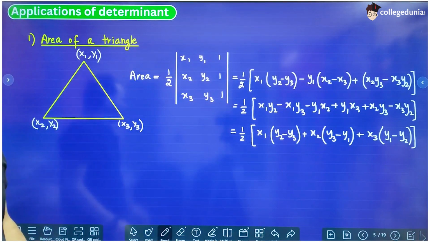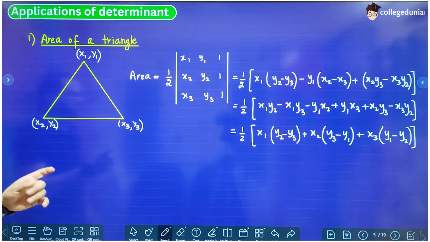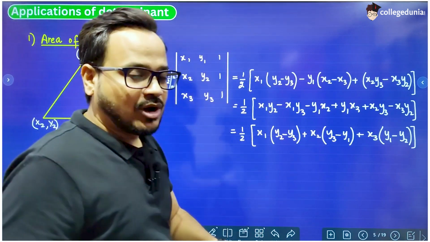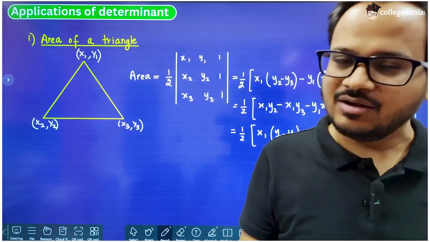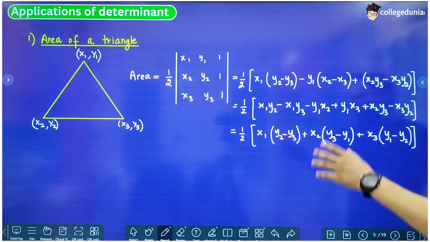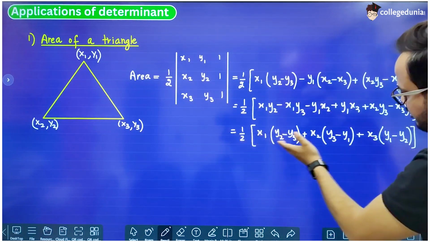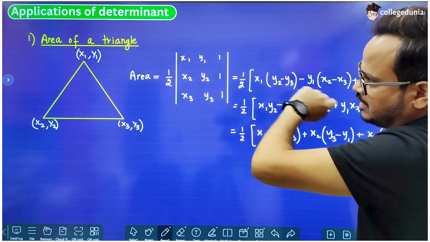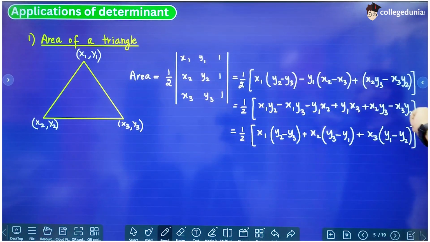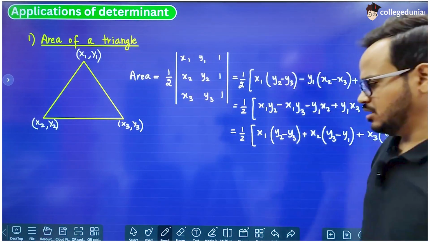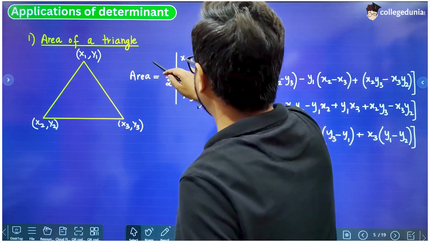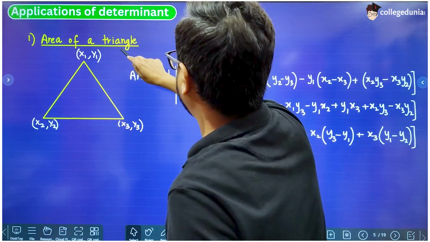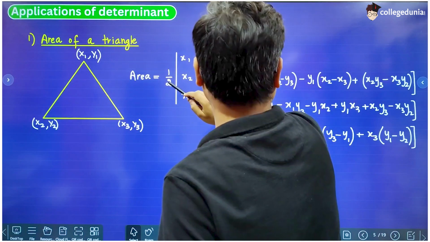And this is the same formula that you have studied in class 10th. We have studied this formula in class 10th directly. We did not have proof for this, but this is the same thing that you will get after expanding this determinant. So you can find the area of the triangle using determinants also. So that is the first application of the determinants.